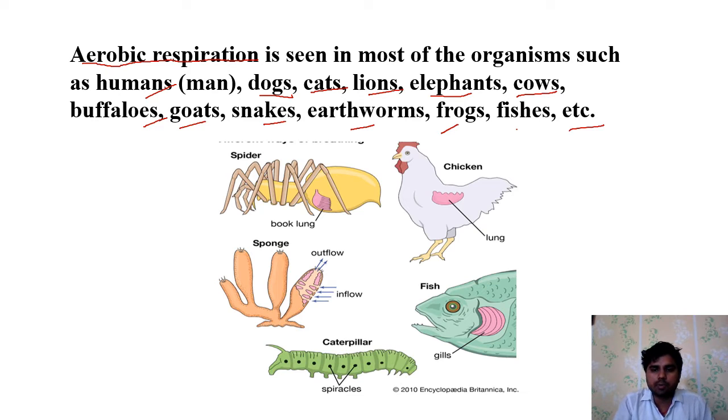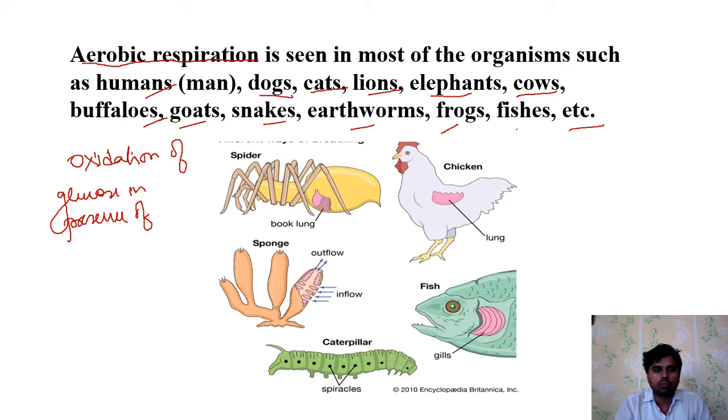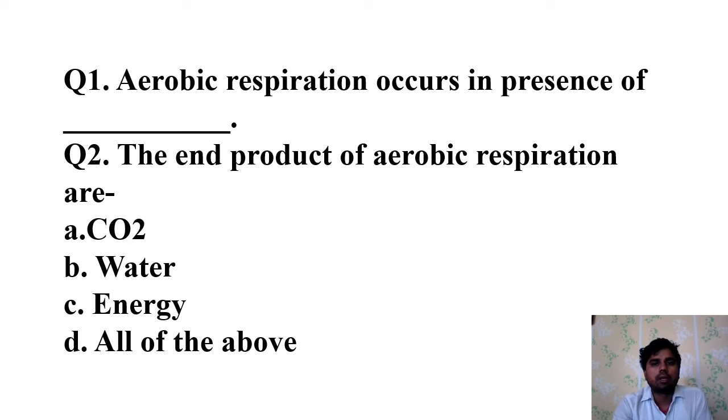Okay, so what is aerobic respiration? Yes students, you have to tell me. The oxidation of glucose in the presence of oxygen to produce carbon dioxide, water and ATP is known as aerobic respiration. Now you have to tell me, aerobic respiration occurs in the presence of, it is a very easy question, in the presence of oxygen. The end products of aerobic respiration are carbon dioxide, water, energy, or all of the above. What is the answer?